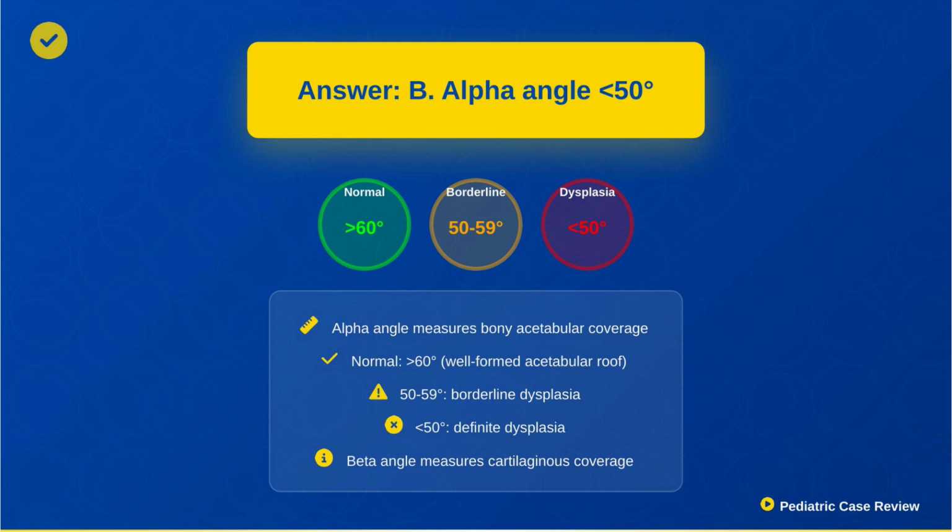The alpha angle measures bony acetabular coverage of the femoral head. A normal alpha angle is greater than 60 degrees, indicating a well-formed acetabular roof. Values between 50 and 59 degrees suggest borderline dysplasia, while values less than 50 degrees indicate definite dysplasia. The beta angle measures cartilaginous coverage and is complementary to the alpha angle assessment.